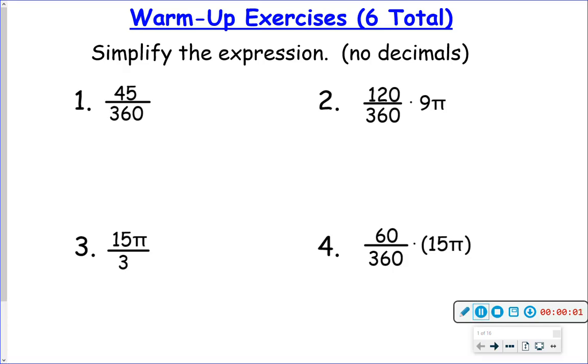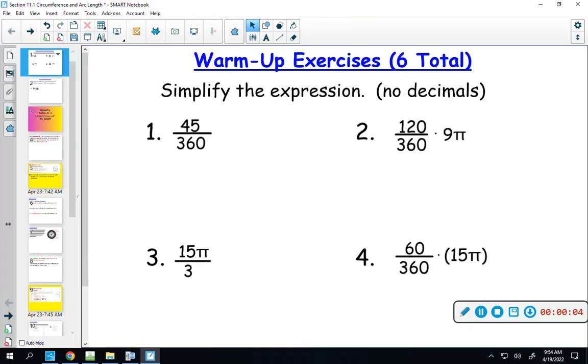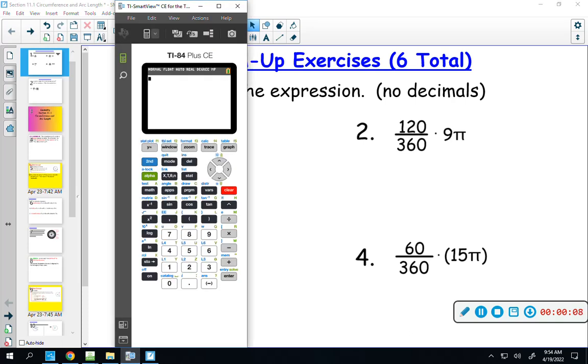So simplify. Most of you can probably reduce the 45 over 360 in your heads. Not that I expect you to be great at fractions. Of course, there are two ways you can do it on your calculator. You can do 45 divided by 360. That's going to kick out the decimal answer. It says no decimals, so you can hit math on the left side, enter, enter, and that will convert it into a fraction for you. So I want the 1/8.